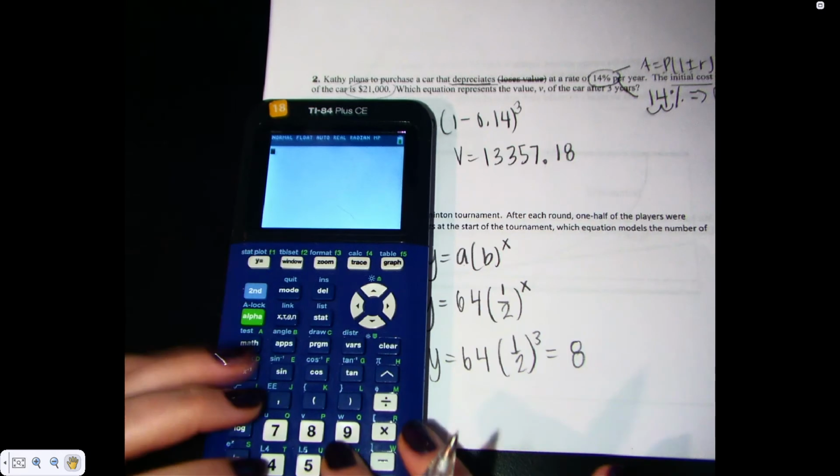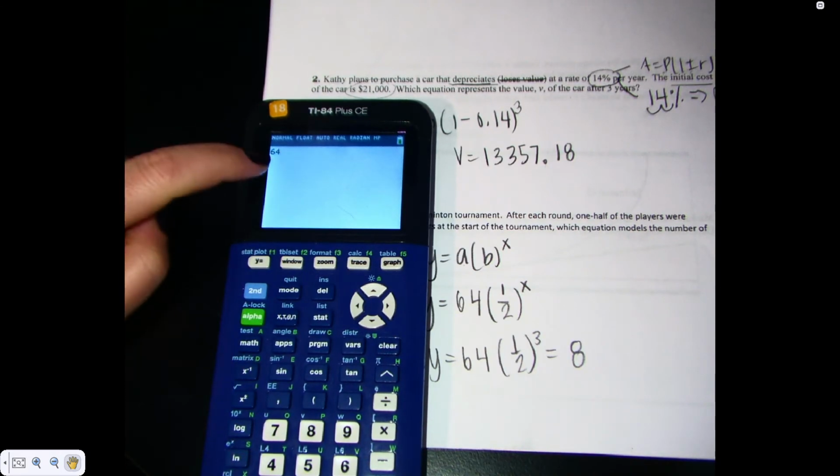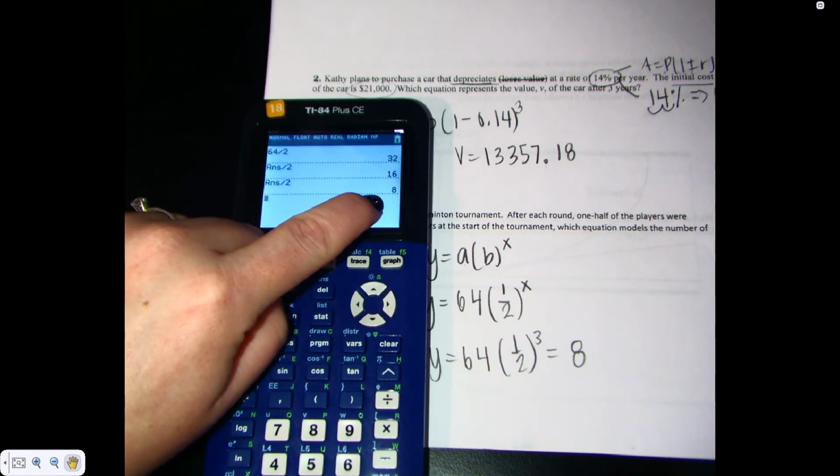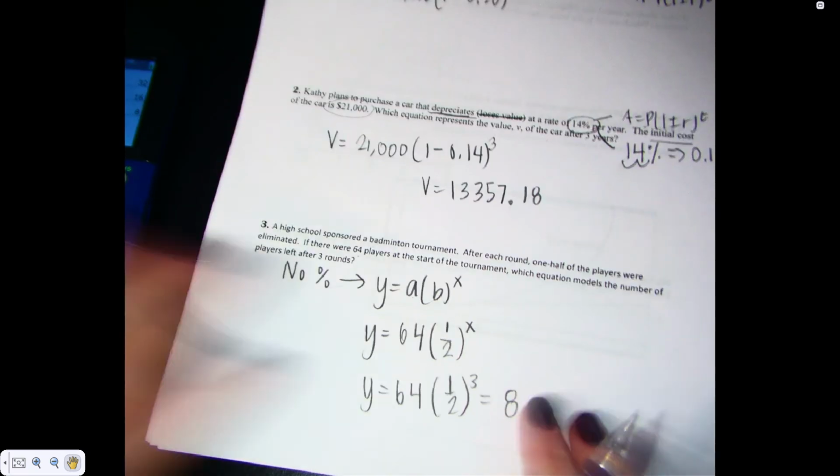Another way you could look at this, I start by having 64 players. I lose half of them, so I divide by 2, 3 times. I'm left with 8. So I just basically found the pattern in the table. All right, last 3 questions.